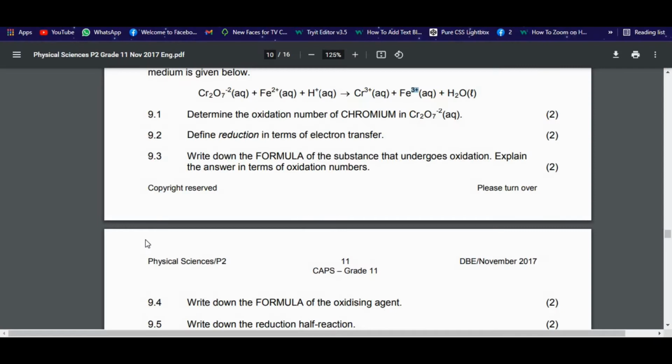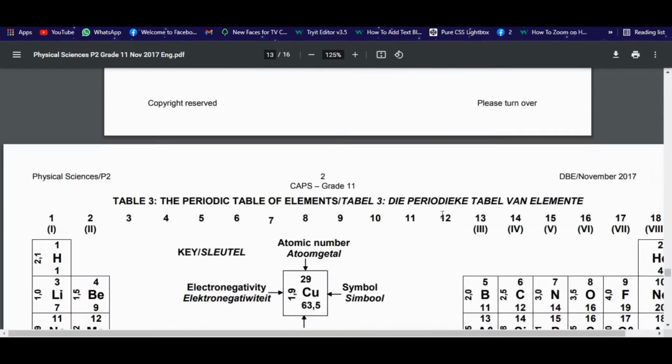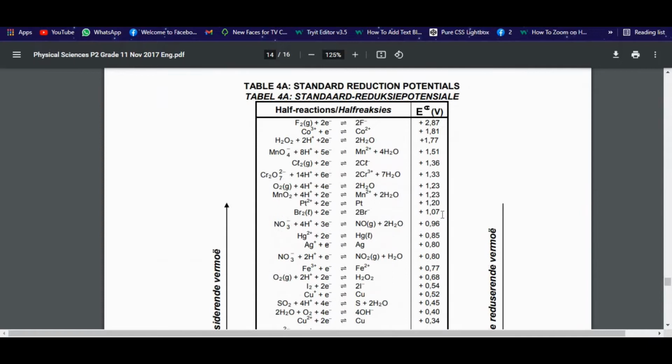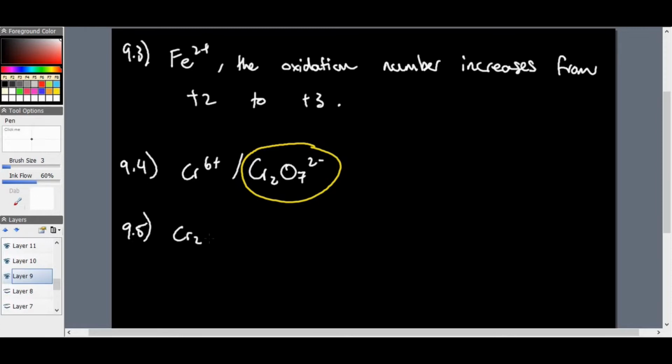I said I'd do 9.5 because you guys can see it. Write down the reduction half reaction. So that would obviously be the reaction of the oxidizing agent. So we have to go look on the standard reduction table. We just got to go find chromium or dichromate, and there is one right here for us. Okay, so we just copy and write down that whole thing. So that is Cr2O7 2 minus, sorry, not O7, that's O7 for oxygen, plus 14H plus, which is hydrogen, plus 6 electrons.